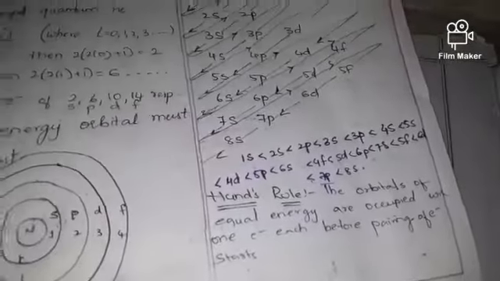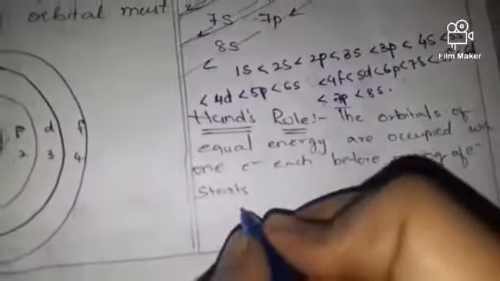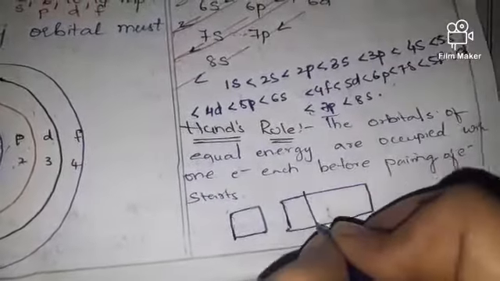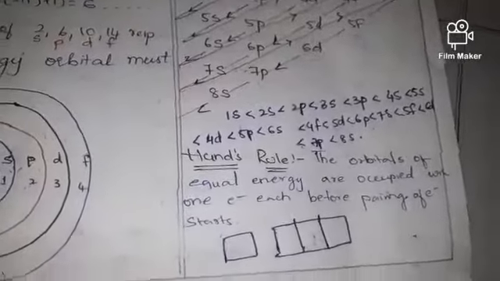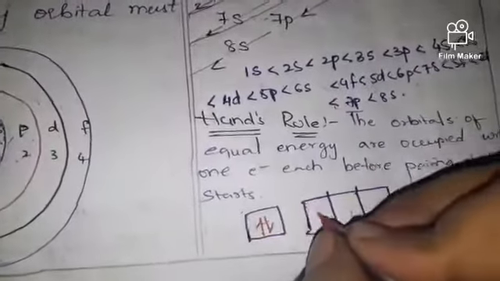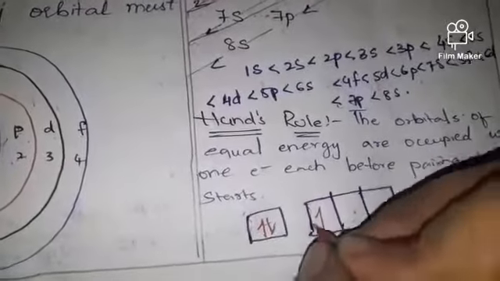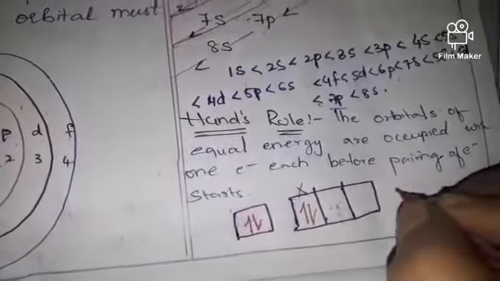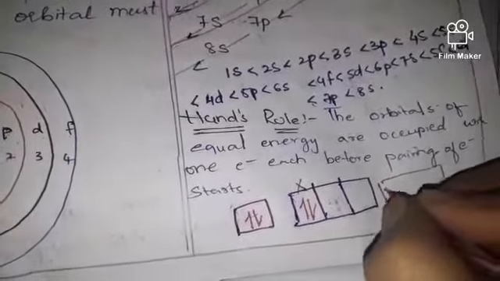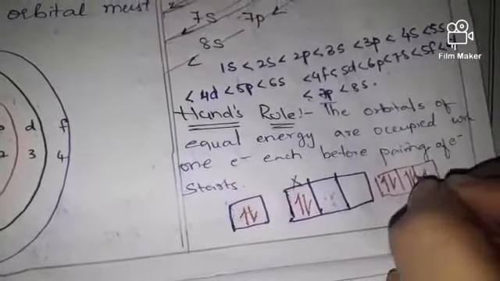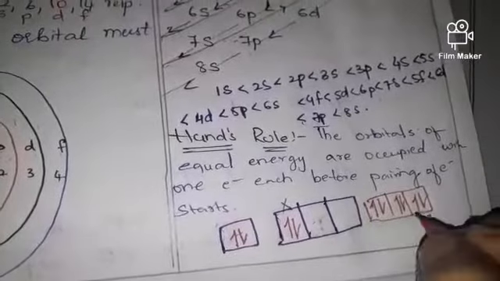Next, coming to Hund's rule: the orbitals of equal energy are occupied by one electron each before pairing of electrons starts. As we have learned already, in the s orbital we can fill two electrons. There is no subshell there. But in p we again have subshells. What Hund is saying is that you cannot fill 2 electrons in one orbital first. First you have to fill one electron in each orbital. Then if electrons are left over, you go with filling the next electrons.